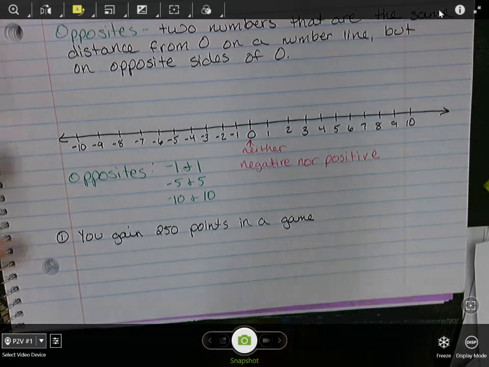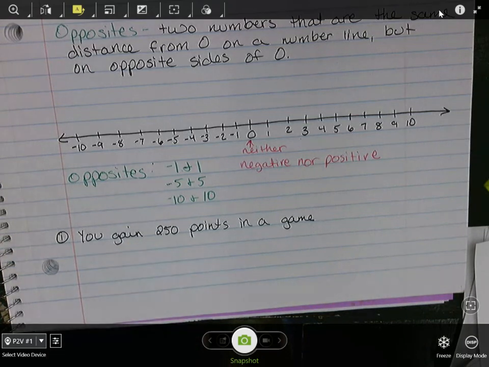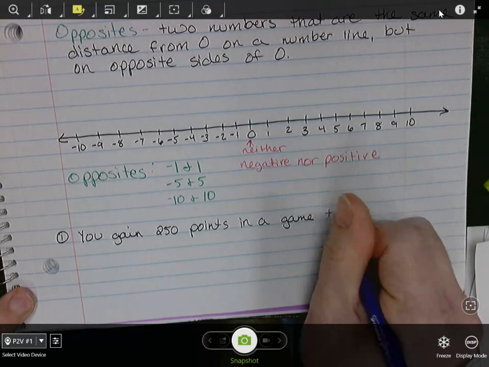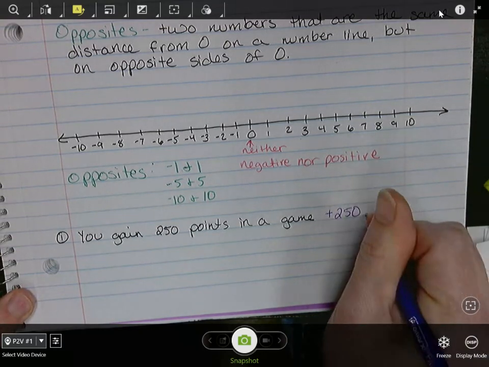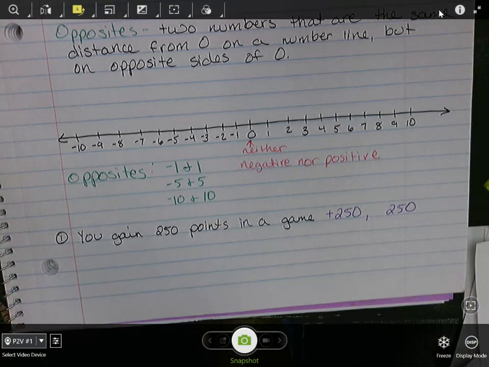Okay. All right, so since that says you gain, that means it increases. So that means it's positive. So that would be a positive number. So you could write that as positive 250, or you could just write it as 250 without the positive sign, and we know that to be 250.